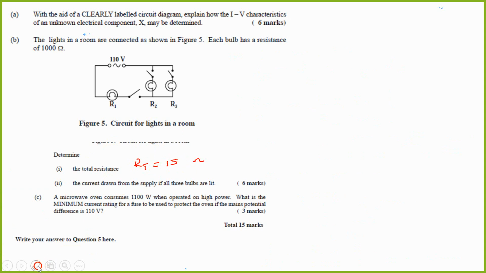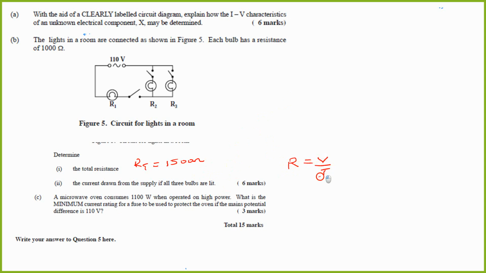Do you know of any equation that we can use to find the current? Sir, I equals VR. All right, so I think your transposition might be incorrect though. I equals V divided by R. Exactly. Right.